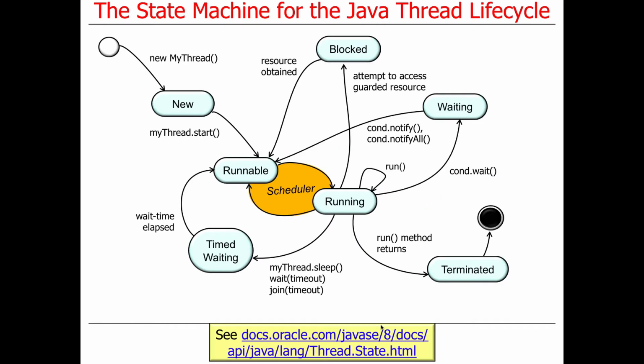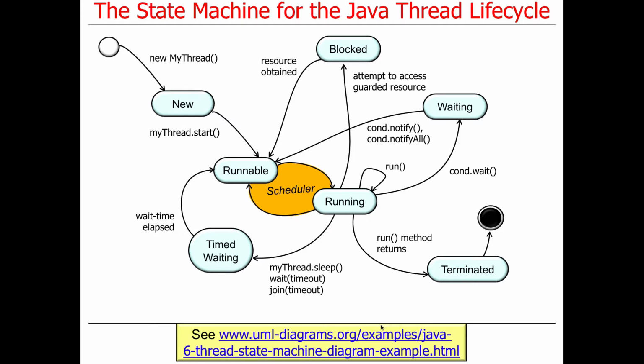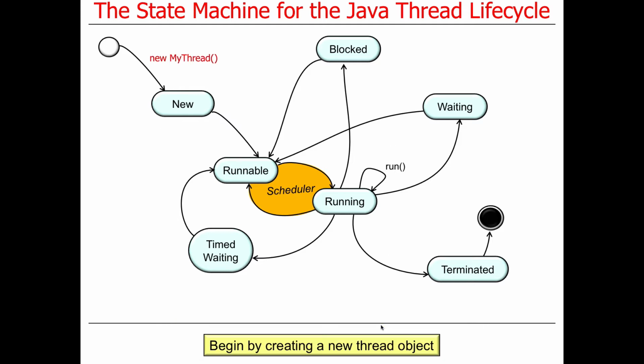OK, so let's first start by talking about the thread state machine. You can take a look at this link to find out more about thread state. And you can also take a look at this link to see another UML-like diagram that illustrates the states of a thread. I drew my own because I wanted to be able to walk through it state by state and animate how the states change. So when you first create a thread, when you say new Thread or new MyThread or whatever you do to create a new thread, that's going to create the thread in the new state. So you make a new thread, you're in the new state. Can't do much with it at that point, it just exists.